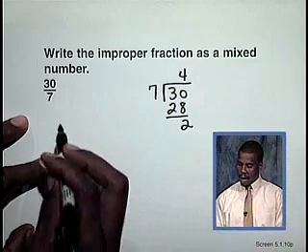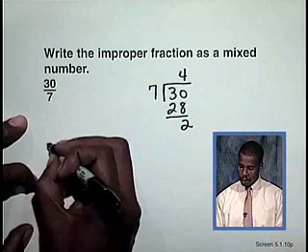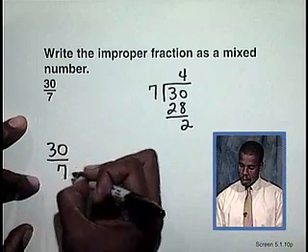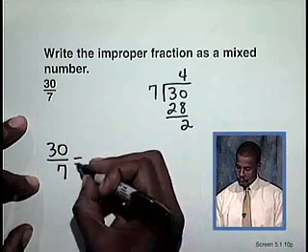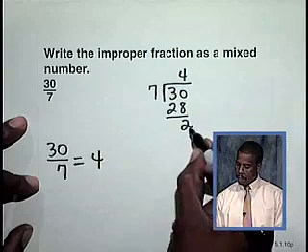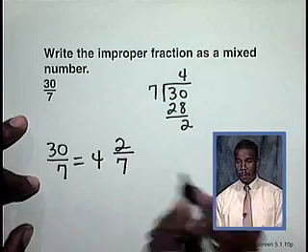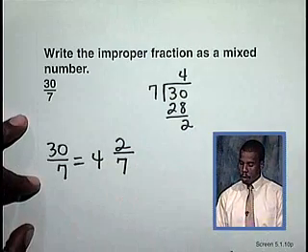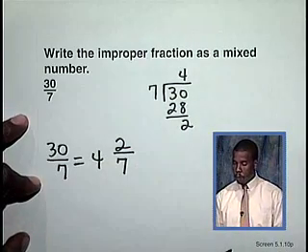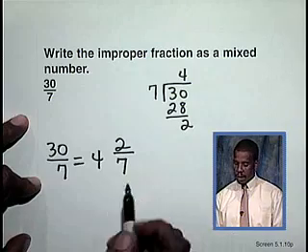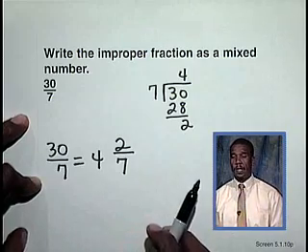It says that the improper fraction 30 over 7 can then be written as the quotient, which was 4, and the remainder, which was 2, and again, keeping the denominator the same, 7. So it says that 30 over 7 is equivalent to 4 and 2/7, or that's the mixed number that's equivalent to the improper fraction 30 over 7.